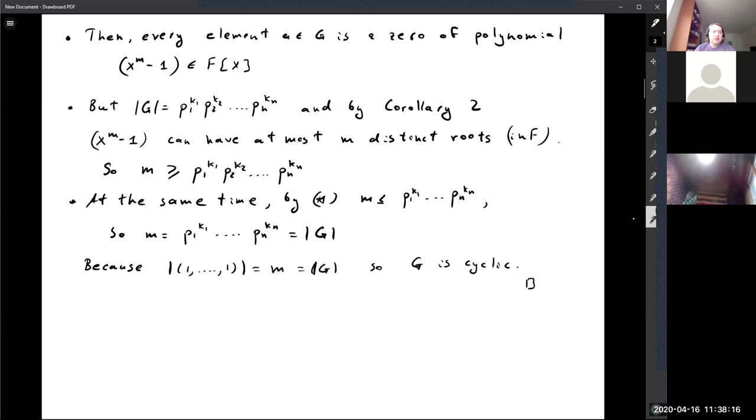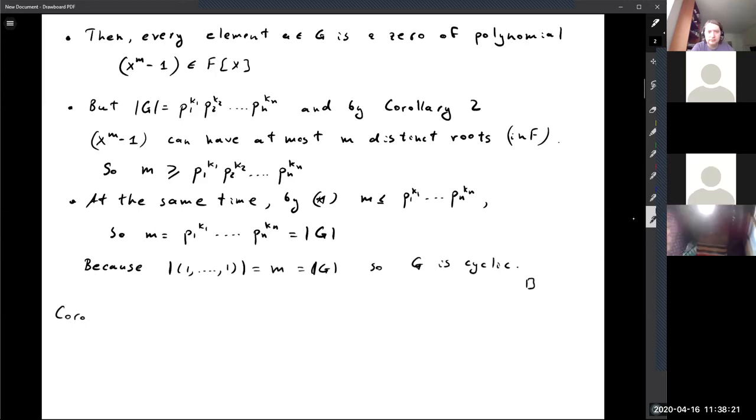Okay, so yes? That all the primes in the factorization only appear once, essentially? Yeah, exactly. So n cannot be greater than 1. Exactly. That's right. Because otherwise the largest order of an element would be less than the order of a group.